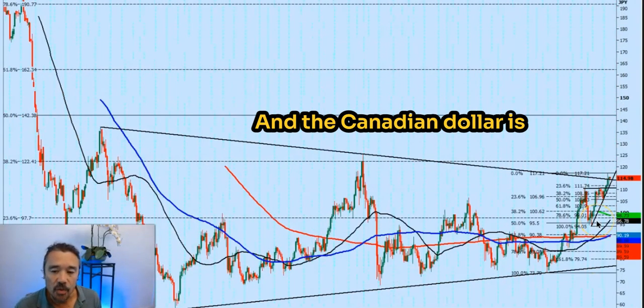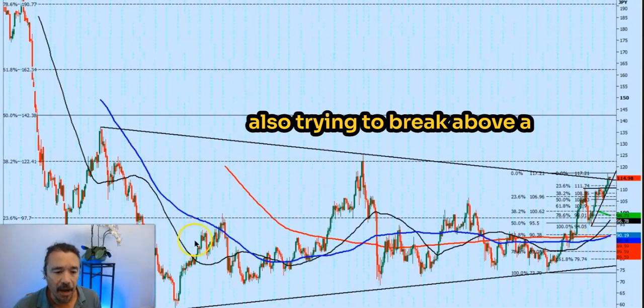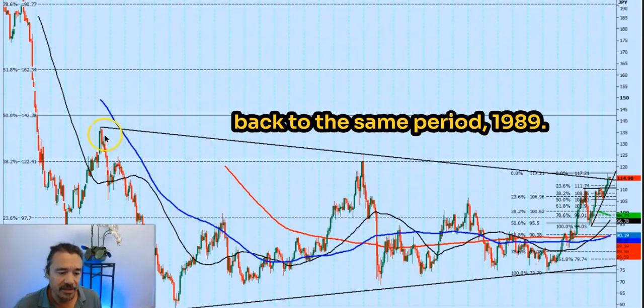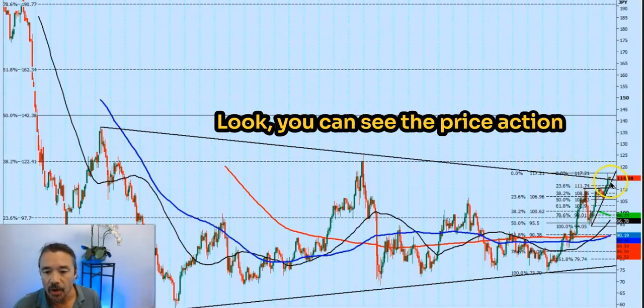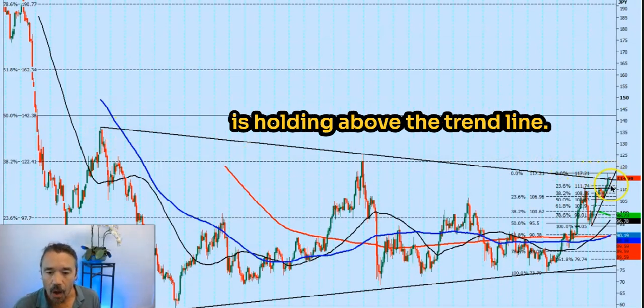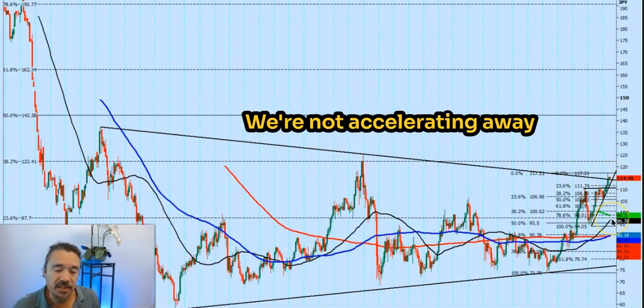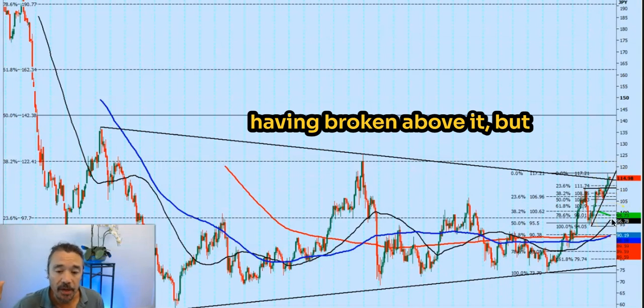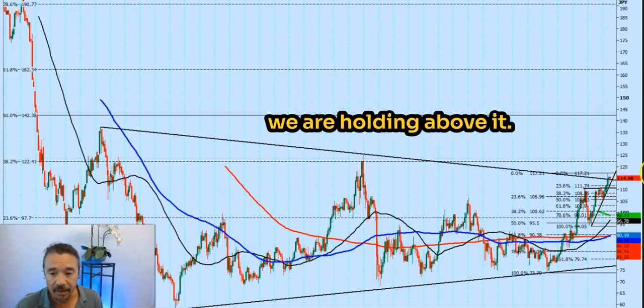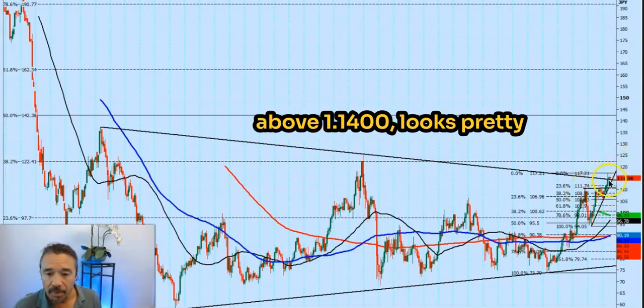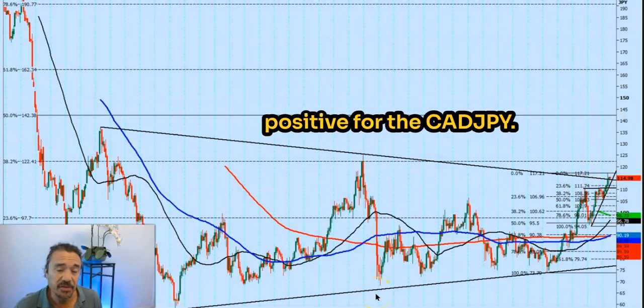Now, the Canadian dollar is also trying to break above a longer-term trend line going back to the same period, 1989. Look, you can see the price action is holding above the trend line. We're not accelerating away, having broken above it, but we are holding above it. So, you know, holding above 114.00 looks pretty positive for the Canadian dollar versus the Japanese yen.